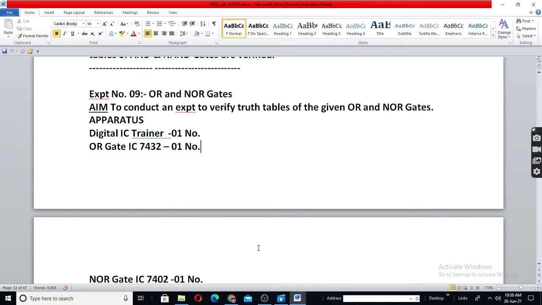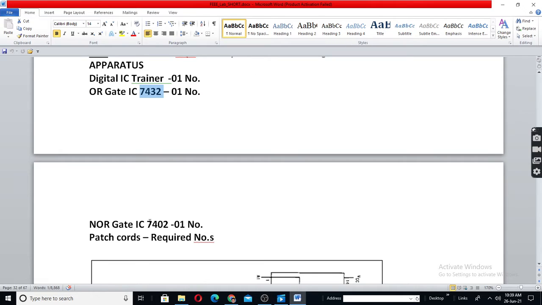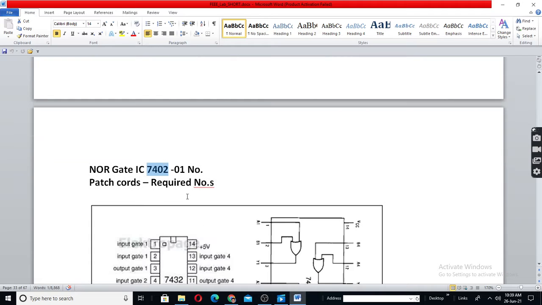Class 9: OR and NOR gate. The ICs are 7432 and 7402 numbers.